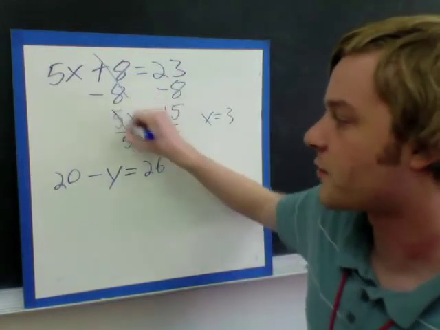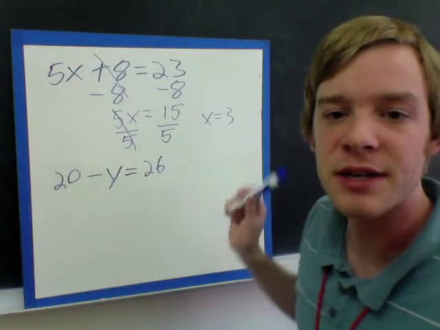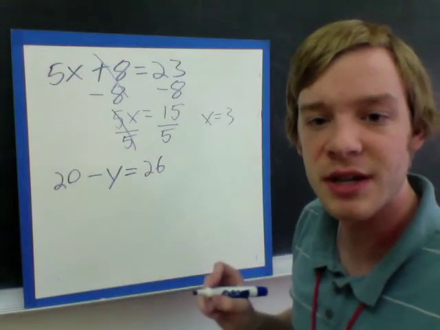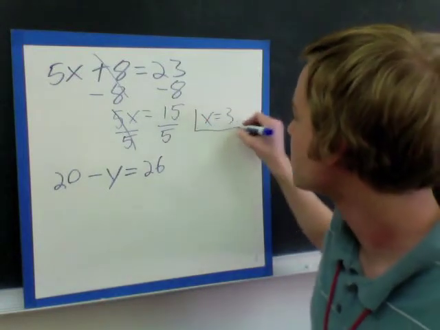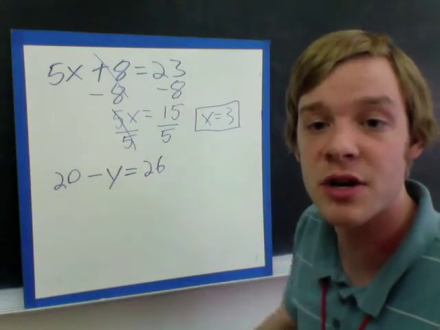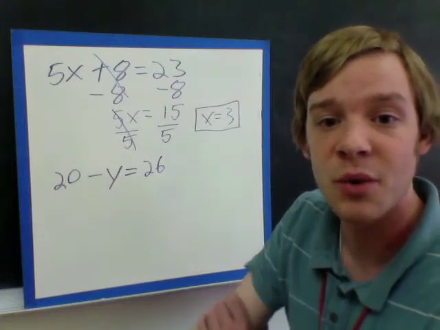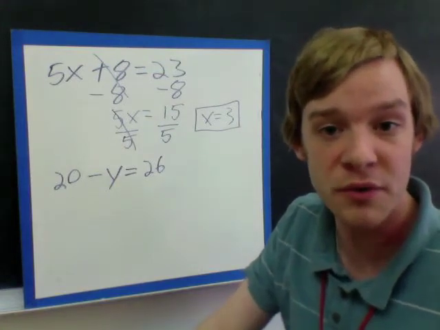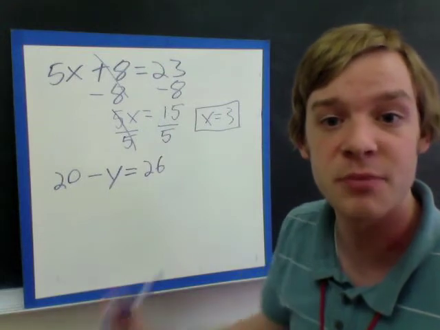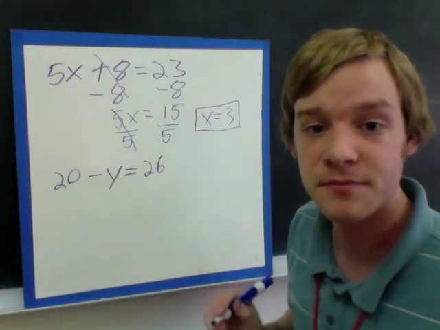We remember that the 5's here cancel, and 15 divided by 5 is 3. So x equals 3 is my answer. And remember, it's important to say that x equals 3 for your answer, not just the number 3. Eventually, we will be doing problems where you may have more than one thing you're trying to find. And it's important to say which of the things you're finding is your answer.